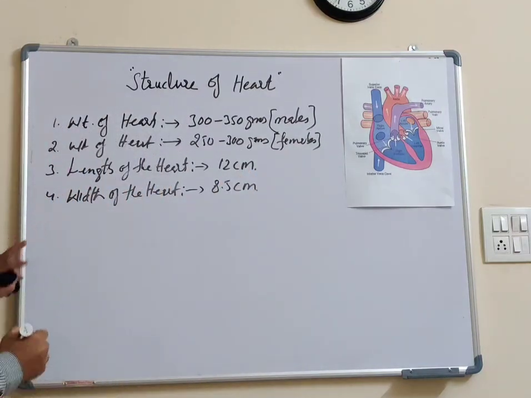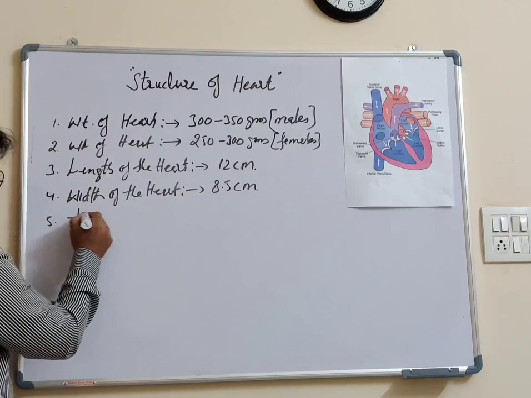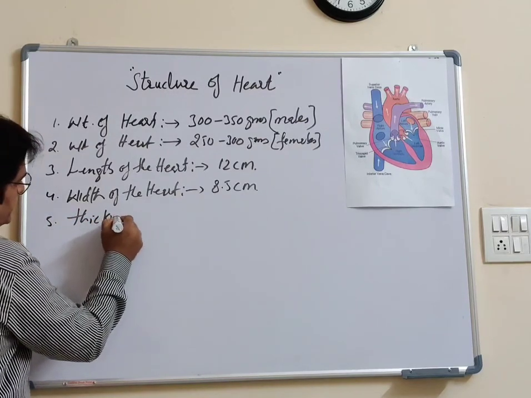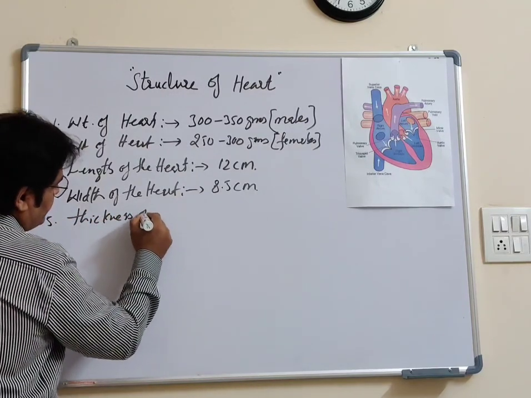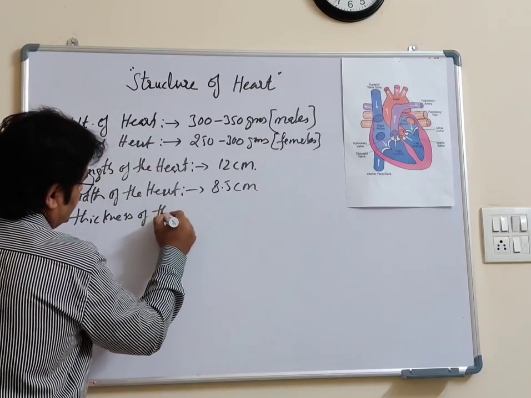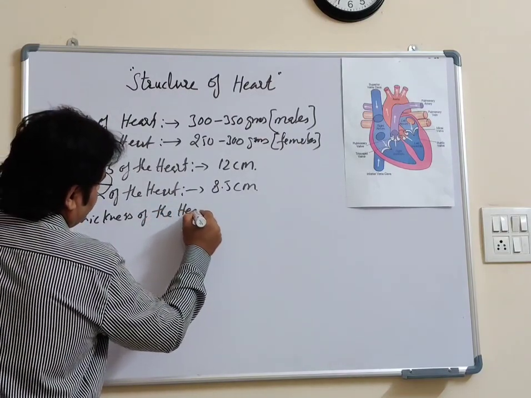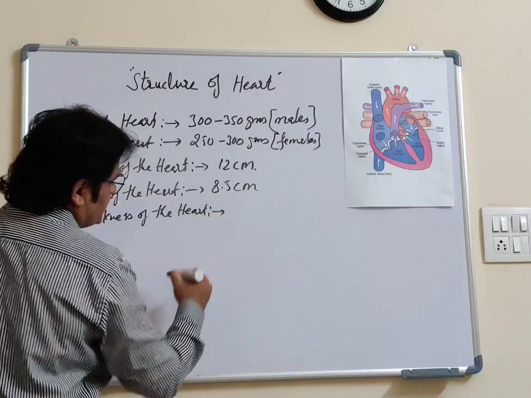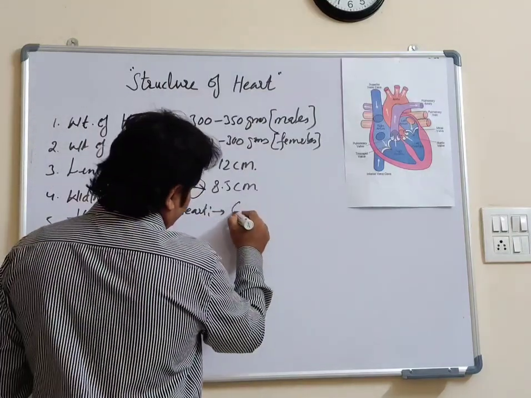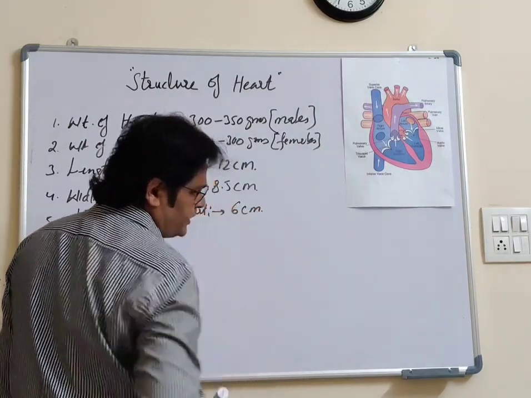And next, you can write the thickness of the heart. How much is the thickness here? Nearly 6 centimeters. This is the thickness.